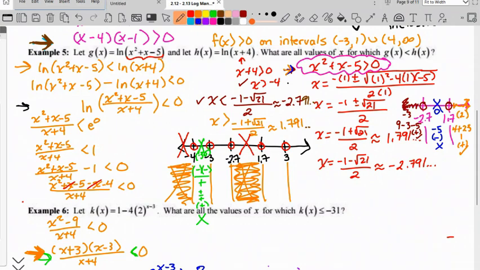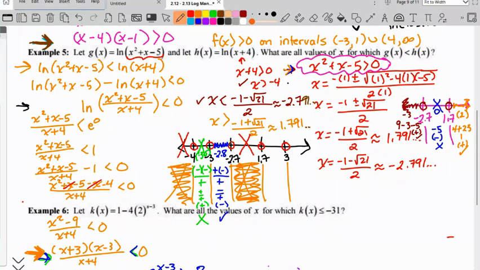Okay, so let's check a number between negative 2.7 and negative 3, so maybe negative 2.8. Again, plugging into this form. So negative 2.8 plus 3 is going to be positive, and negative 2.8 minus 3 will be negative, and negative 2.8 plus 4 will be positive, and a positive times a negative is a negative, over a positive is a negative. Are negative numbers less than 0? That's what we're checking. And yes, they are. So we're going to shade that.